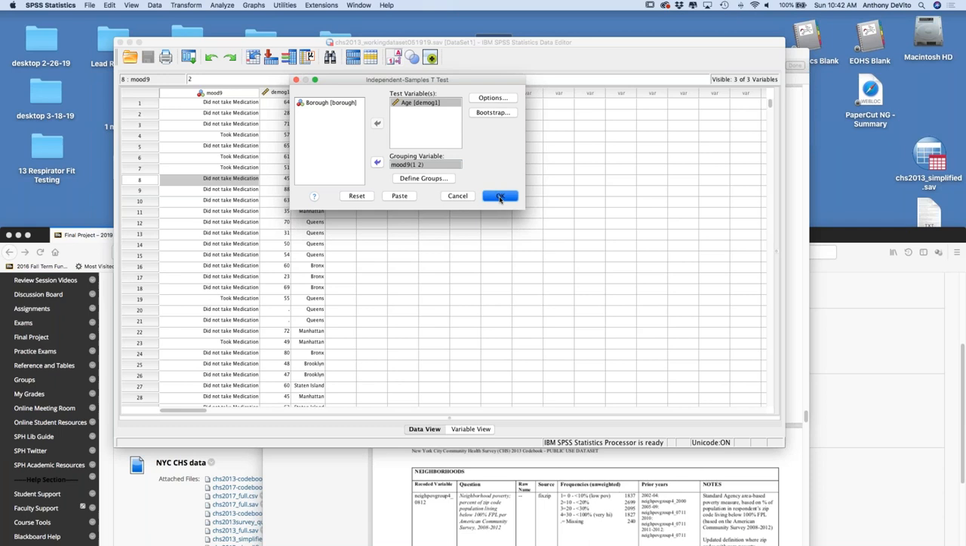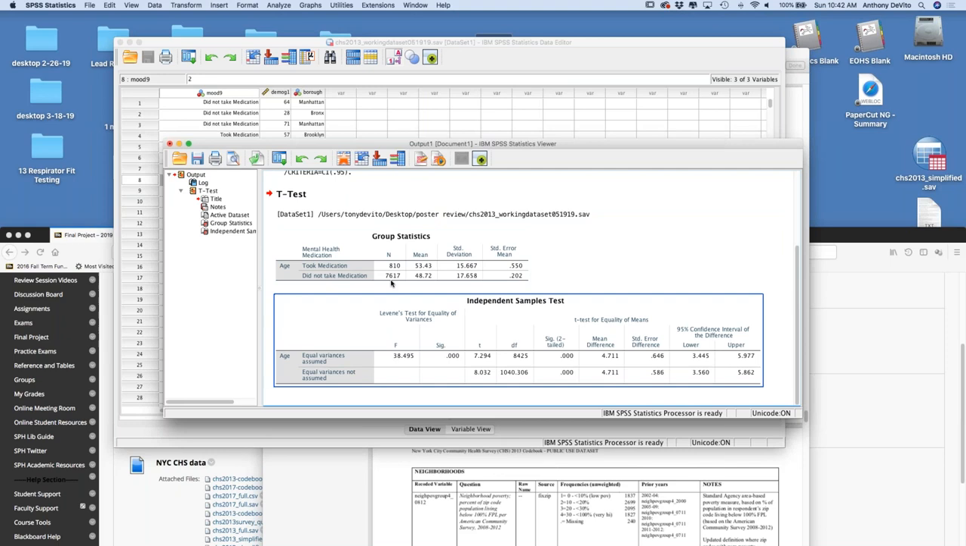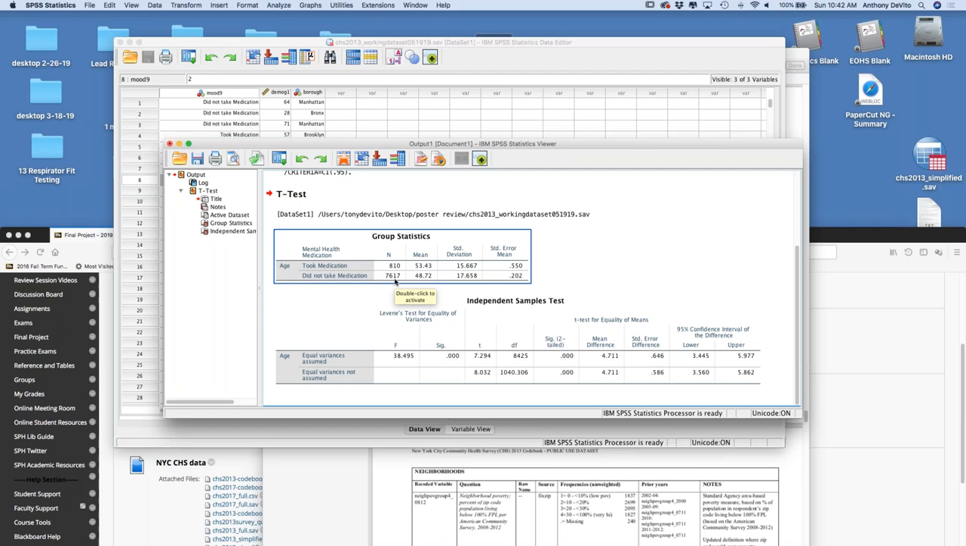Okay, so here's our t-test. So there are 810 people who took medication, 7,600 who did not take medication. The average age for people who took medication for mental health issues is 53, and the average for people who did not take it is 48. Now we have some information here about the variability.